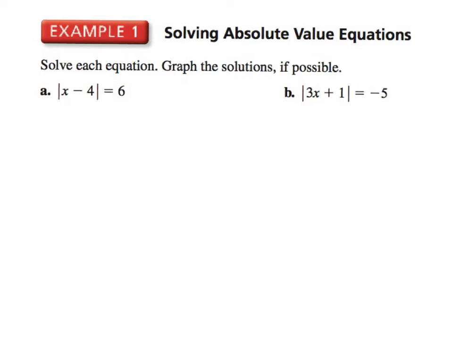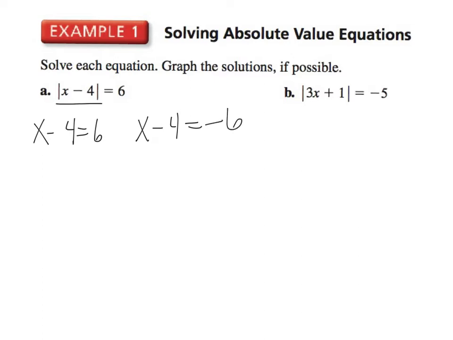So example 1, let's solve both of these. We want to solve each equation and graph the solutions if possible. So in the first one, ask yourself this question: is the absolute value isolated? Yes, this entire thing is by itself. So I'm going to write two separate equations. x minus 4 equals 6, and x minus 4 has to equal negative 6.